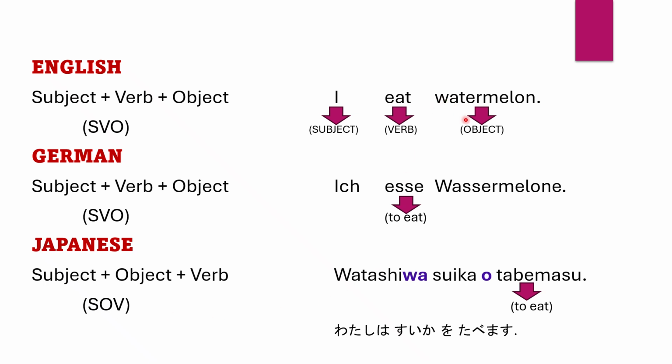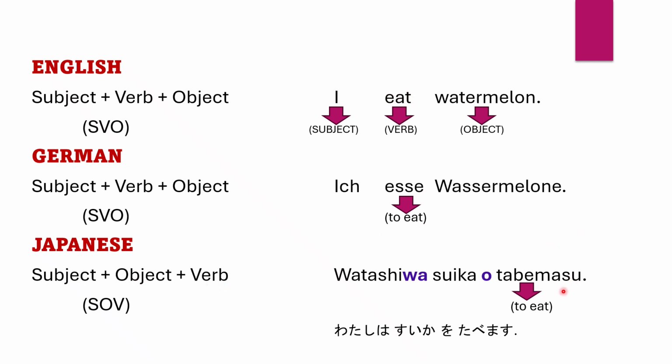Now the object is watermelon, so the object comes at the second place in the Japanese language, and suika is watermelon in Japanese. Okay, so watashi wa suika o tabemasu. Tabemasu means to eat. Okay, so in both the English and German patterns, to eat comes at the second place, but in the Japanese pattern it comes at the end.